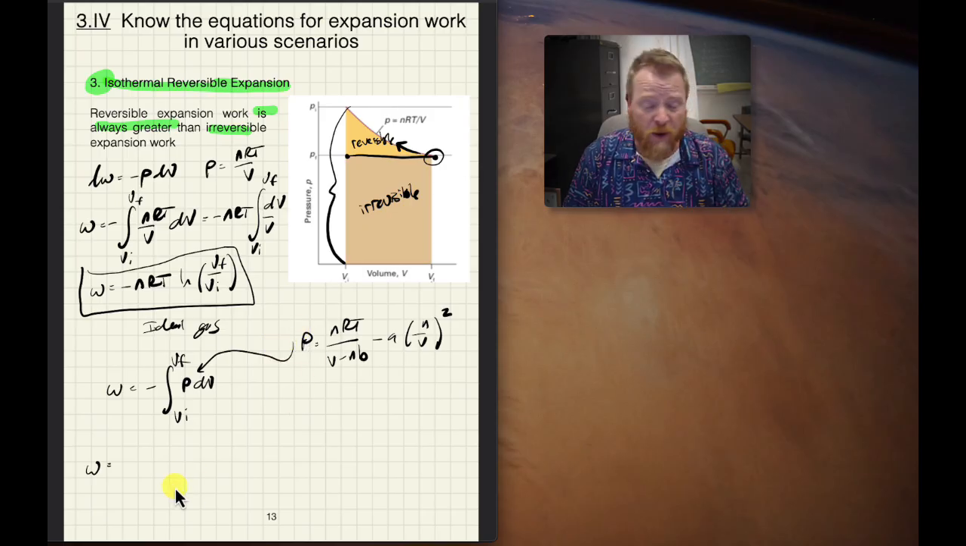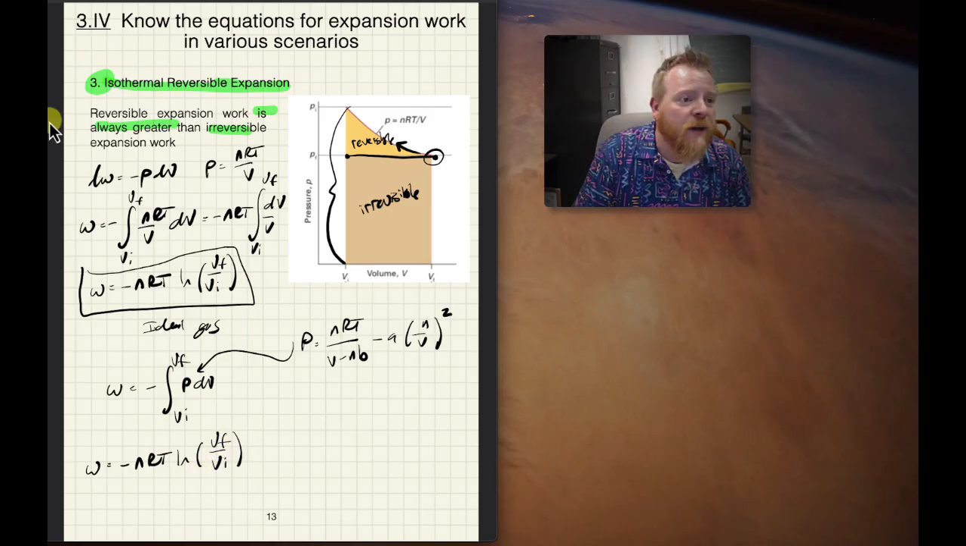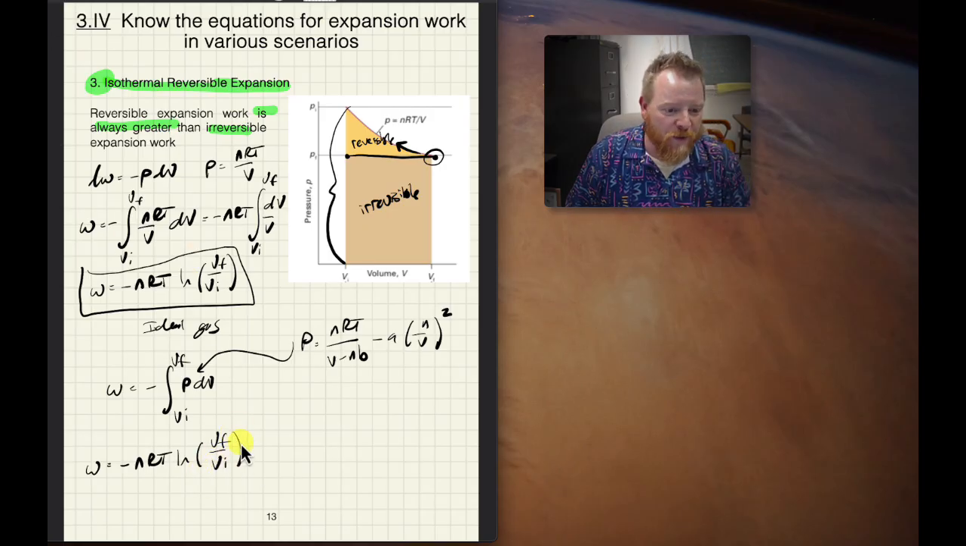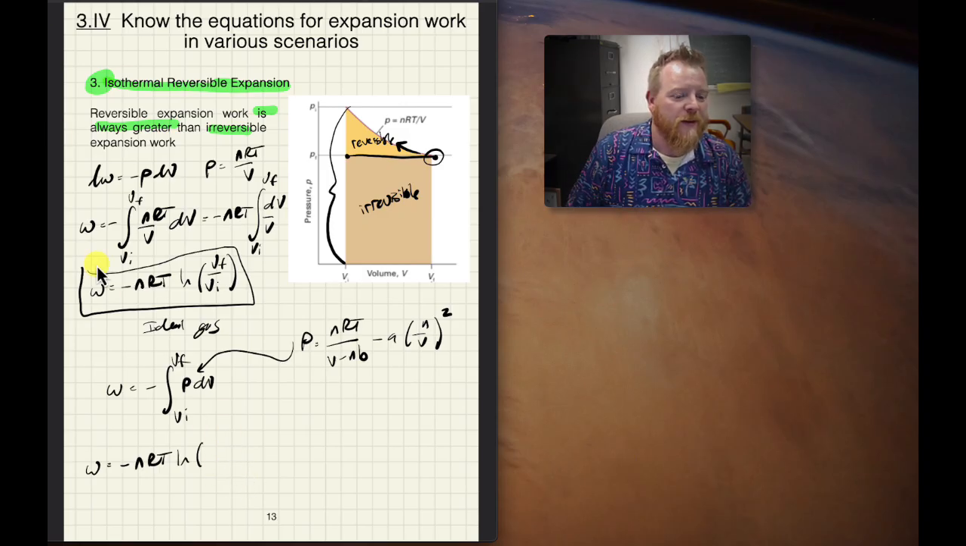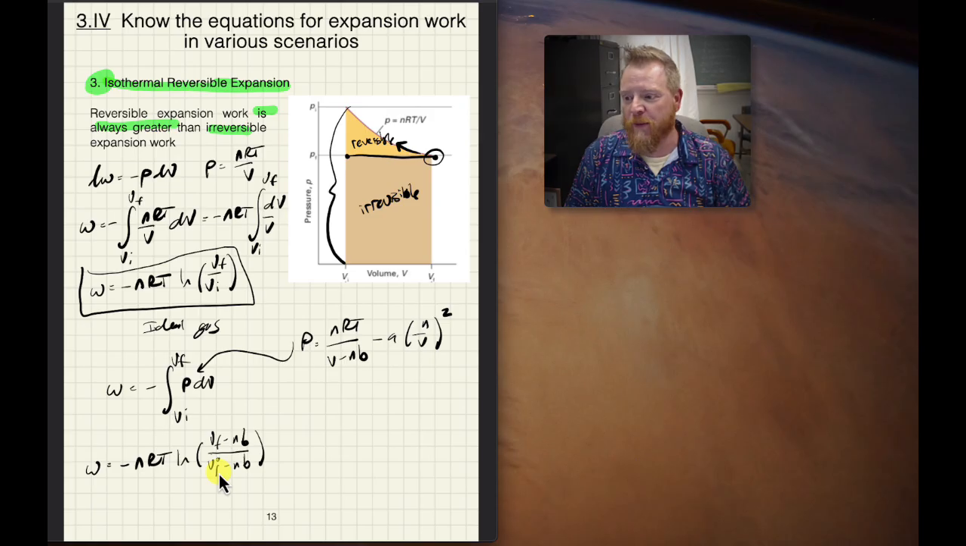Not a challenging integral at all. So let's just look at the final solution. So that becomes negative nRT natural log of VF over VI. So we still have almost the same thing. There was one part that I missed, and maybe you might have caught that. Because the volume of our van der Waals gas is not the same as our ideal gas, right? We have to consider that minus nb. So it's VF minus nb over VI minus nb, natural log. So very similar to that, but we've got to consider the van der Waals parameter b.